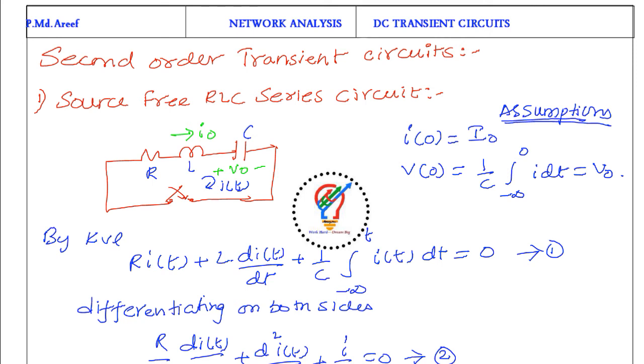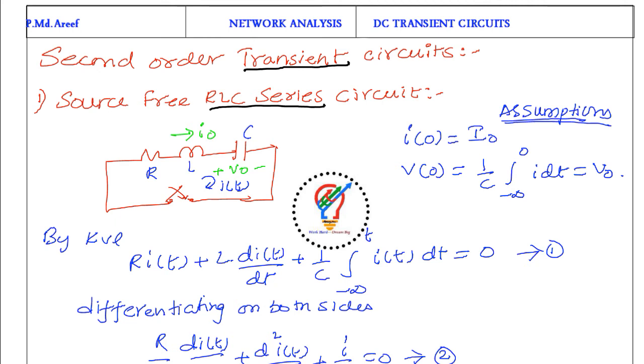Now we will discuss second order transient circuits. In second order transient circuits, first we will see the source free or transient response or natural response of the RLC series circuit. After that we will go through the step response of the series RLC circuit. So first we will see the source free RLC circuit.